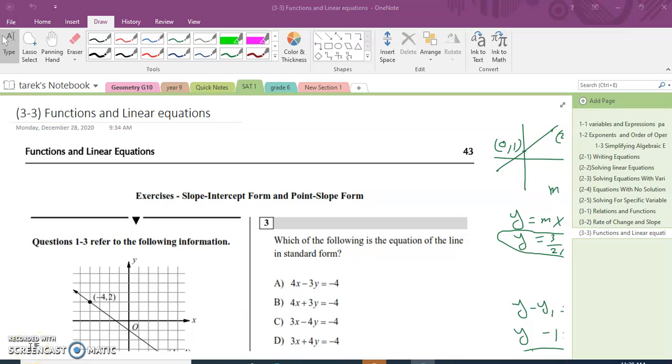Good morning, everyone. Lesson 3, Chapter 3, Functions and Linear Equations. Before we start taking this exercise, I want to give you an idea about the equation of the line, the three forms of the equation of the line. Let's get started.